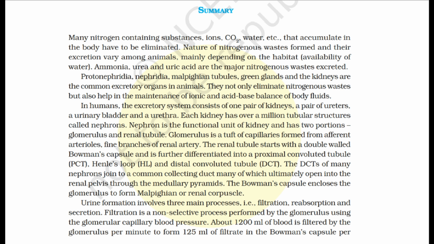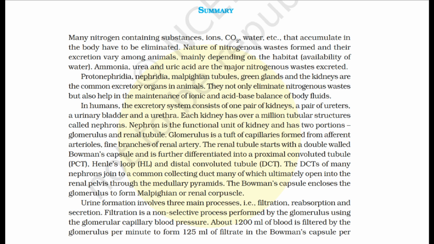Glomerulus is a tuft of capillaries formed from afferent arterioles, fine branches of renal artery. The renal tubule starts with a double-walled Bowman's capsule and is further differentiated into a proximal convoluted tubule, PCT, Henle's loop, HL, and distal convoluted tubule, DCT. The DCTs of many nephrons join to a common collecting duct, many of which ultimately open into the renal pelvis through the medullary pyramids. The Bowman's capsule encloses the glomerulus to form Malpighian or renal corpuscle.